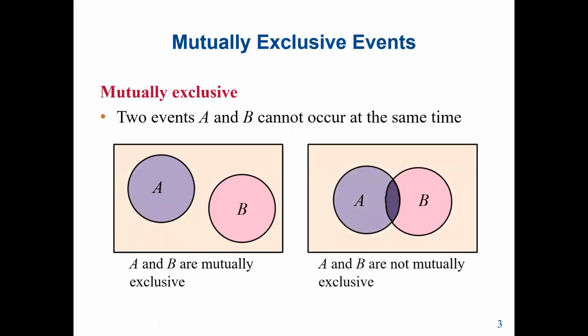So mutually exclusive: two events A and B cannot occur at the same time. Then we say the events A and B are mutually exclusive. As shown on the Venn diagram on the left, A and B are mutually exclusive because A and B cannot occur at the same time. The intersection of A and B is 0. Now, looking at the second diagram on the right side, A and B are not mutually exclusive because we can see the intersection of events A and B, which means A and B occur at the same time. So if two events can occur at the same time, then they are not mutually exclusive. If two events cannot occur at the same time, then they are mutually exclusive.